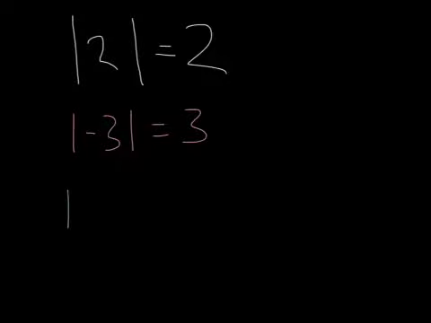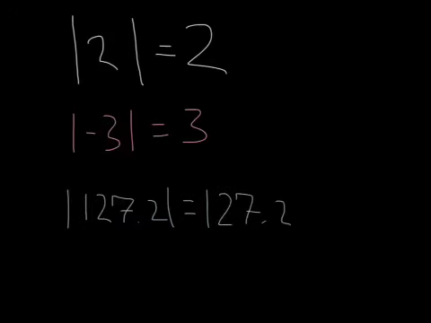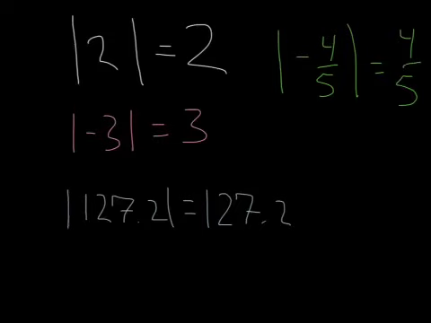We could have the absolute value of 127.2, it's going to equal 127.2. We can take the absolute value of -4/5, that's going to equal 4/5. It's always taking the value on the inside and making it positive.